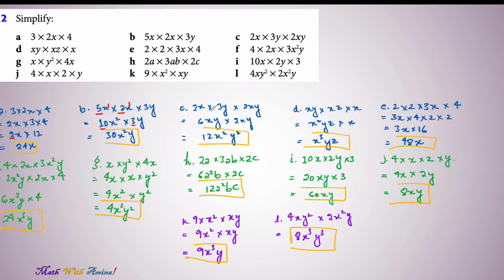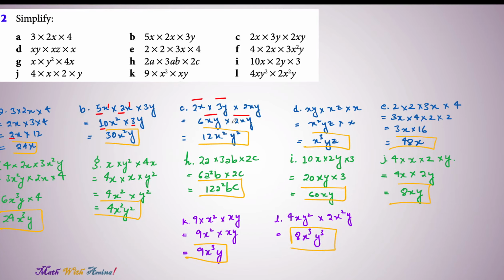Then we have 2x multiplied by 3y multiplied by 2xy. So we have three different terms in this expression. 2x multiplied by 3y, we multiply the coefficients, so it would become 6xy. The variables will be written as they are next to each other with the coefficient. Then we have 6xy multiplied by 2xy. We multiply one term at a time. So 2x is first multiplied with 3y, then the result is multiplied with 2xy.